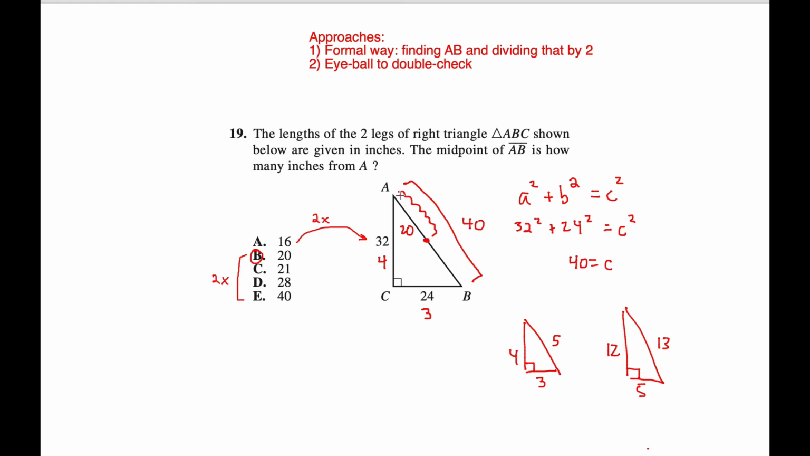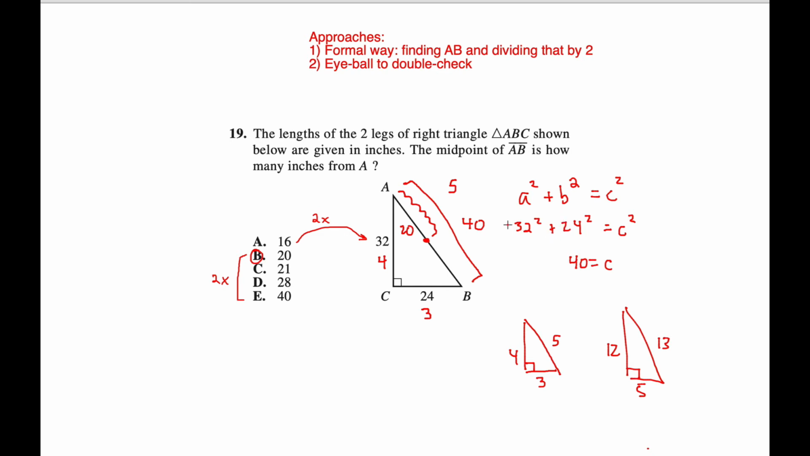Then we can quickly see that this side, A to B, is going to be the 5 version of it. And we can see that both of these are being multiplied by 8. So this will be 5 times 8, which is 40. Now, that's more of a shortcut to solving this. So if you haven't learned those, then you can always use the Pythagorean theorem like we did earlier.